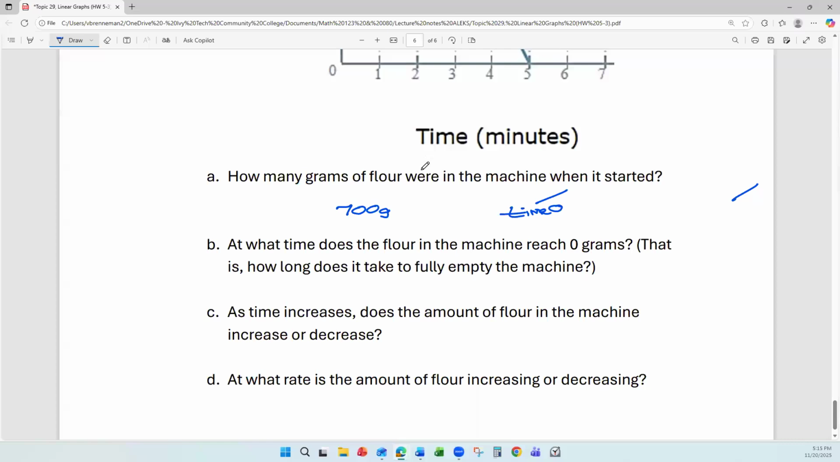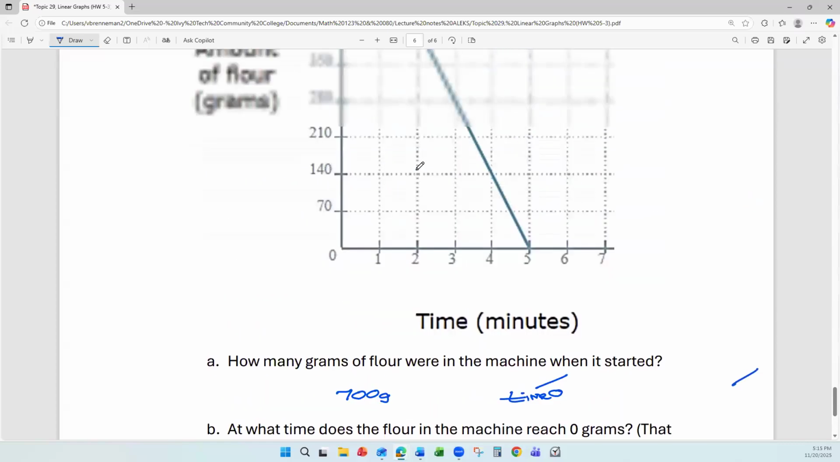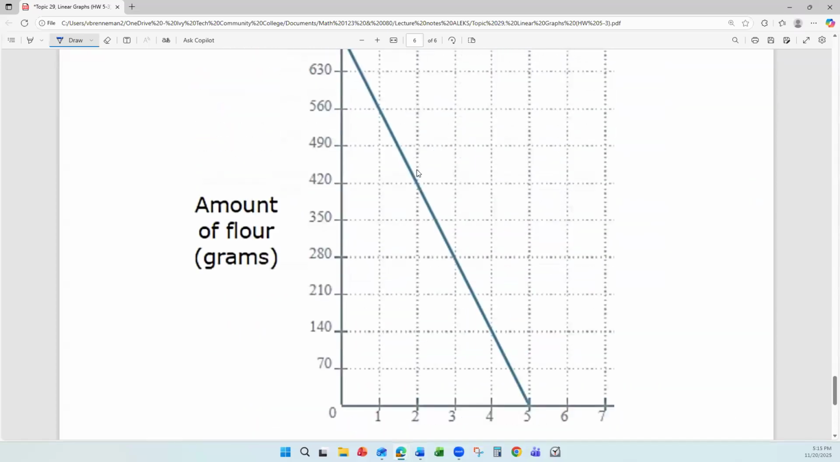Then at what time does the flour reach 0 grams? So again, looking at the grams scale, here's the 0 at the bottom. So we're looking at when does it get to the bottom of the graph. And that time there is at the 5-minute mark.